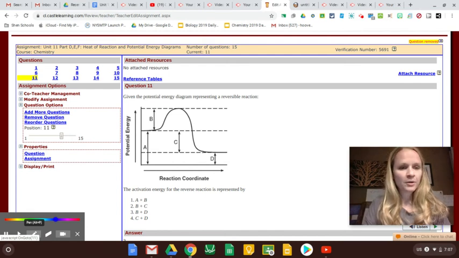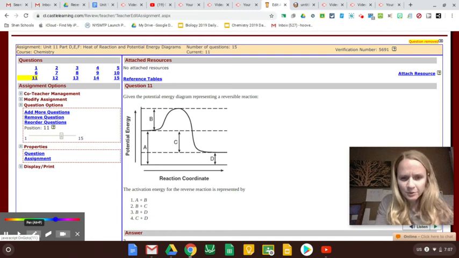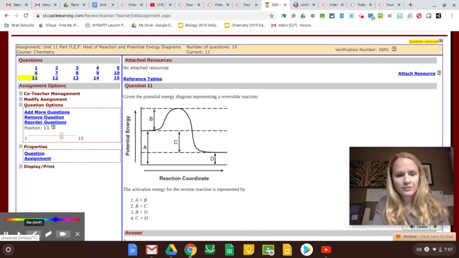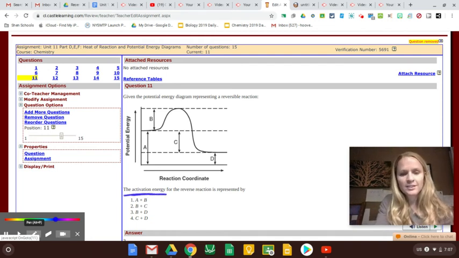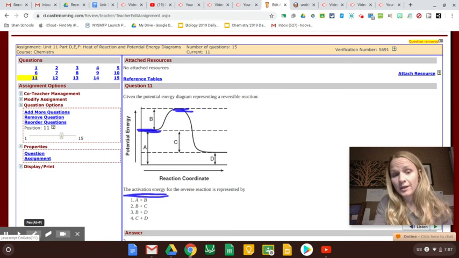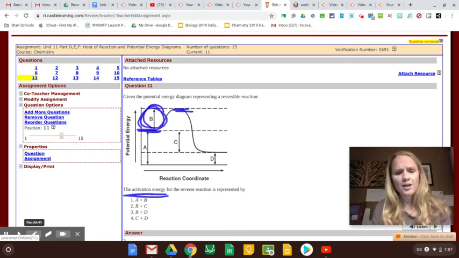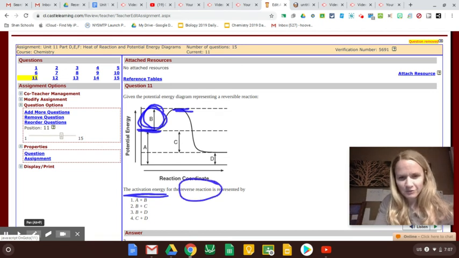Okay, doing the last 5 questions in the Castle Learning Unit 11 Part DEF. Here it goes. So this question is about 12 years old, so I don't know if they'd still ask this, but they say, what's the activation energy? So that's normally, if you start here, you have to get up to here to get activated, to get going. So this is normally your answer for activation energy. That's a great answer. But this says, what's the activation for the reverse reaction?